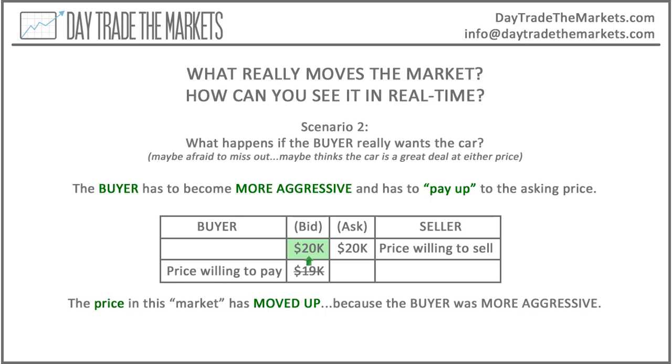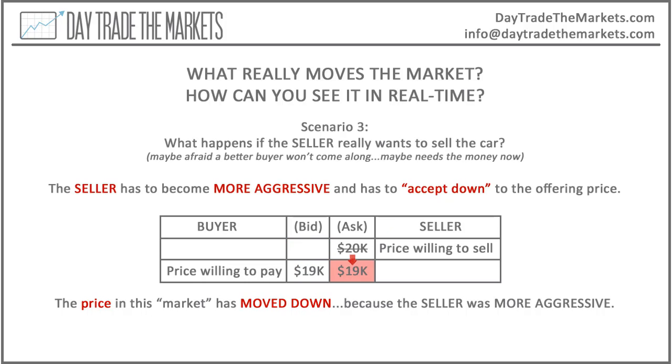However, what would happen if the buyer really needs a car, or feels that it's still a good deal, or whatever the case may be? If that were the case, then the buyer is going to be more aggressive so that he doesn't miss out. He's going to pay up to what the seller was asking at $20,000. And in this case, in our little one car on one day market, the price would have moved up because the buyer was more aggressive.